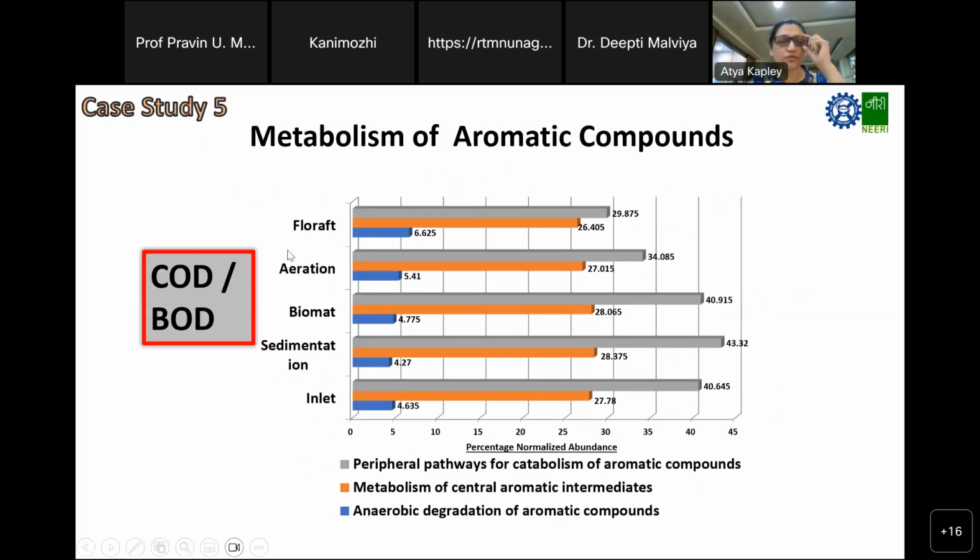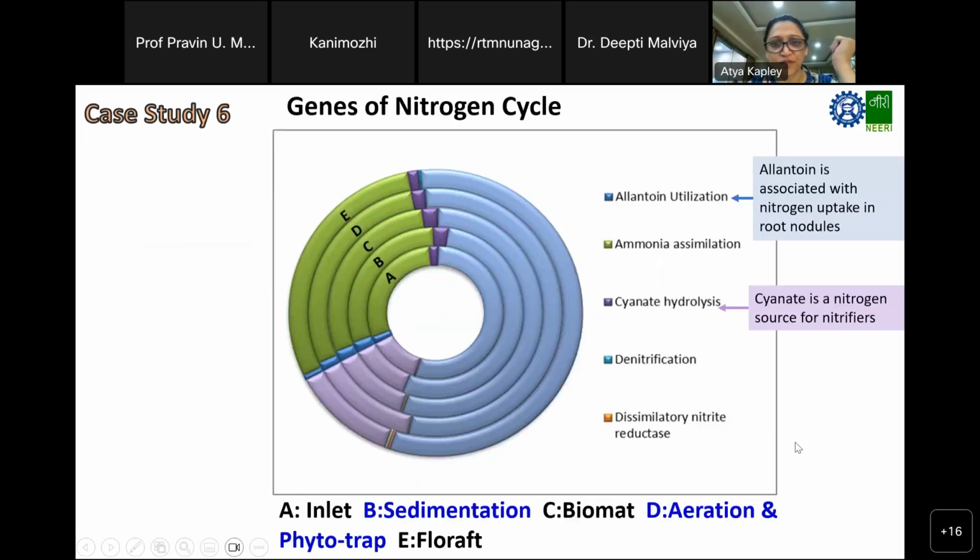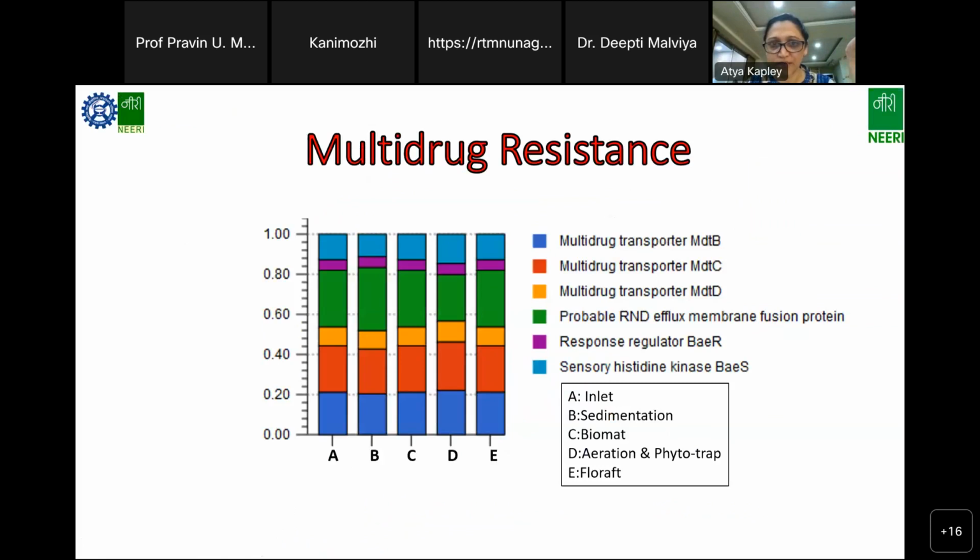But when you do a metagenomic analysis, it gives you all the genes that are responsible for removal of your BOD, COD in wastewater. This is all the degradative capacity of the aromatic system. And the plants that we are adding are taking up nitrogen, so we also looked at nitrogen genes. The presence of these nitrifying and denitrifying genes tells us that the system is working. Otherwise, nitrogen is one of the major causes of eutrophication of lakes.